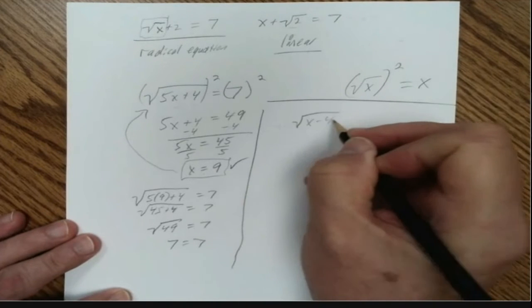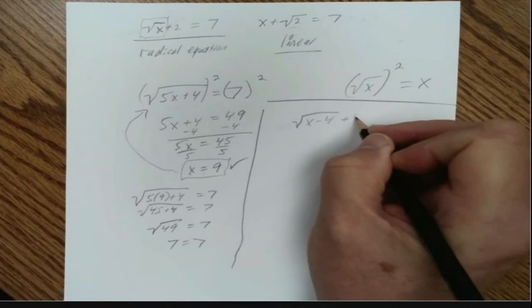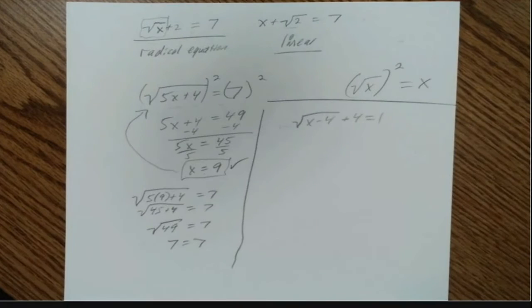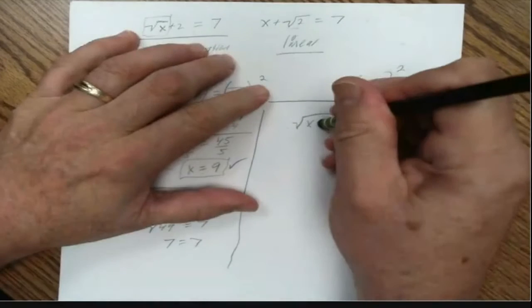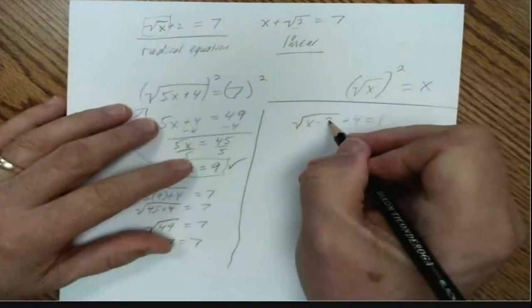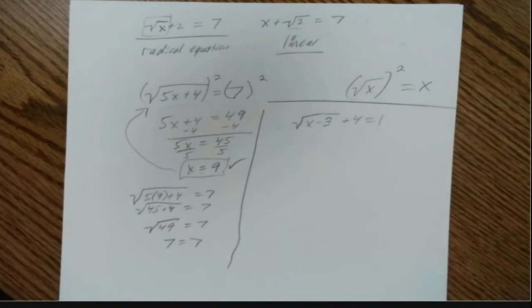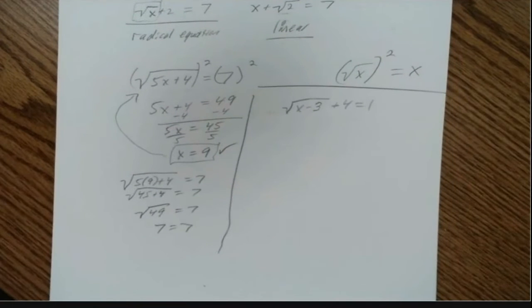Square root of X minus 3 plus 4 equals 1. I'm sorry, I said X minus 3 and I wrote down minus 4. I was looking ahead at my X. The square root of X minus 3 plus 4 equals 1.